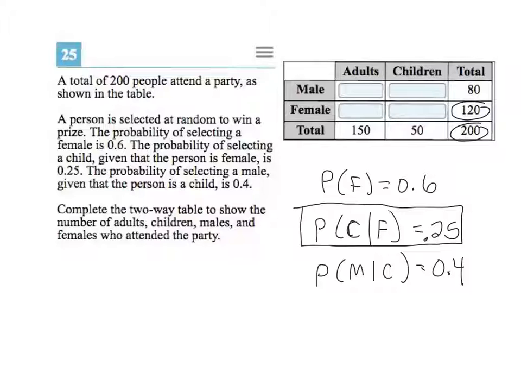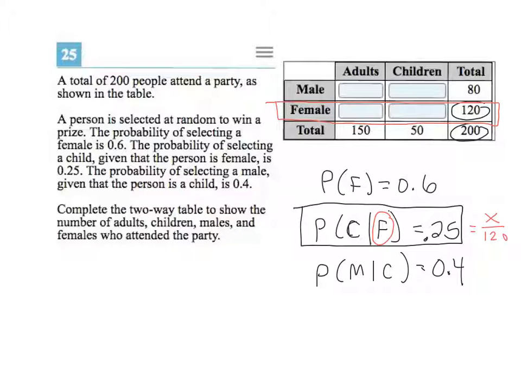Well, how many of the females do we have? If we look at this row, we have 120 females. So given they're a female, we already know they're a female, so we're really only talking about 120 people. So this 25% was figured out of these 120 people. Basically the chance that they were a child was 25%. So really the number of children out of these females is going to be 25%.